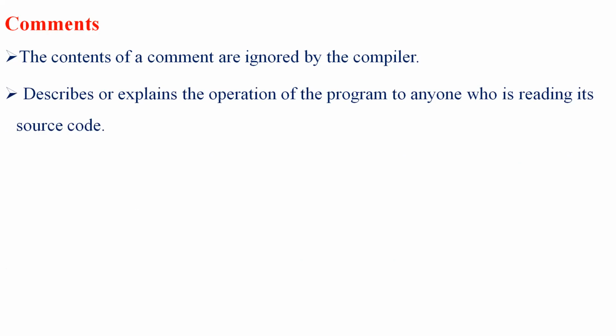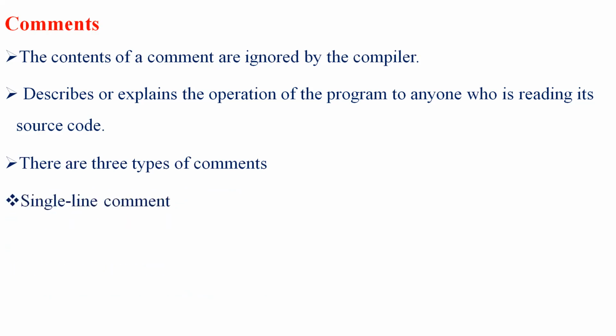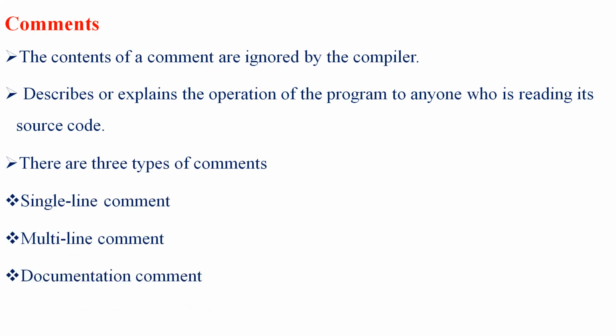So these comments are used just to give descriptions about a particular program, or to explain some operations of a program to the programmer or to anyone who is reading the source code. In order to give an understanding about the program, there should be a description in a comment line. There are three different types of comments. We have already discussed single line as well as multi-line comments by going through those programs. One more is the documentation comment. Let's see what these three types of comments mean.